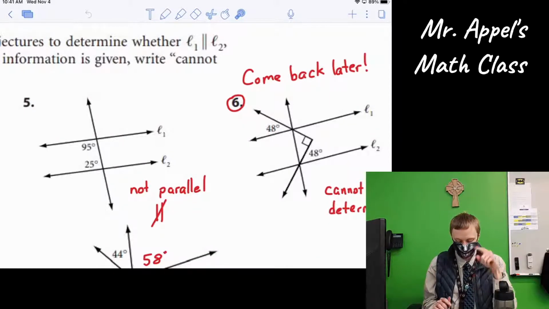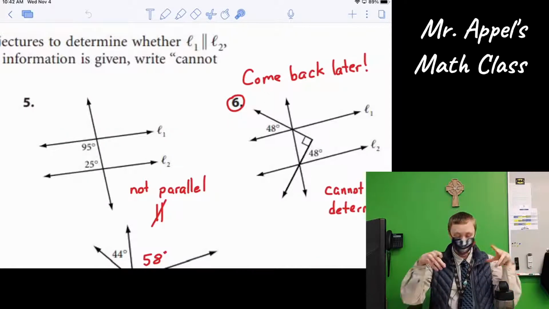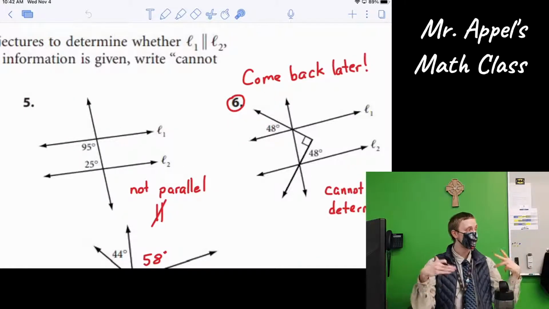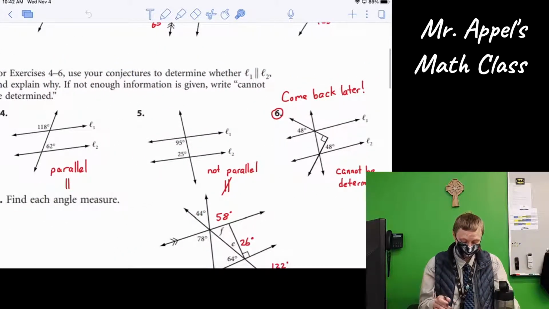But I've circled this and I want to come back to it in the future because I think that we can actually determine whether they are or are not parallel. We just need some more information. Not to say information about the diagram, but we need to know more facts and conjectures and relationships from geometry. So maybe in a bit we can come back to that one.